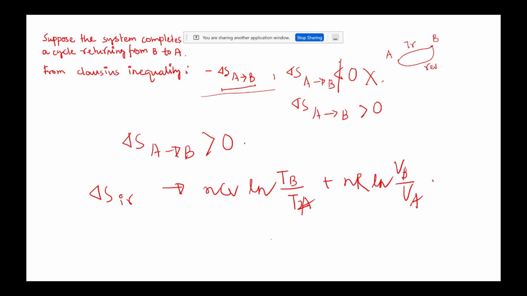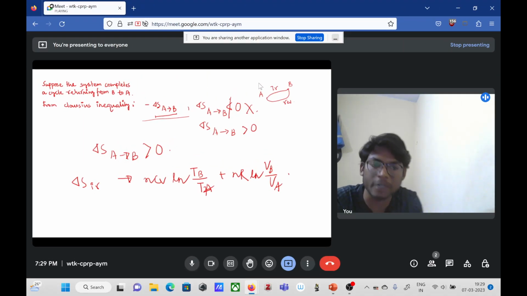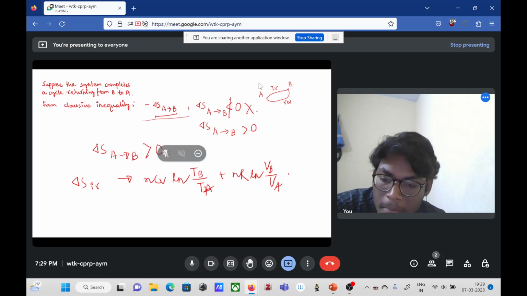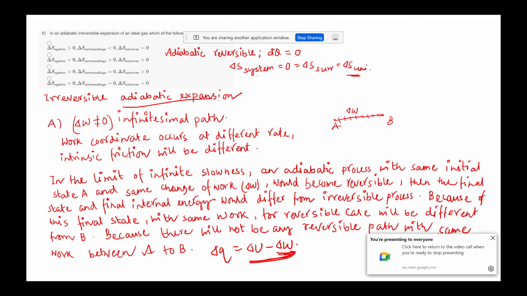That's the thing. Okay. I hope you guys understood these things, because this is quite difficult to understand from this perspective. But from now on, you just remember these things. The delta S A to B for an adiabatic irreversible process is always greater than 0. Just see these things once.